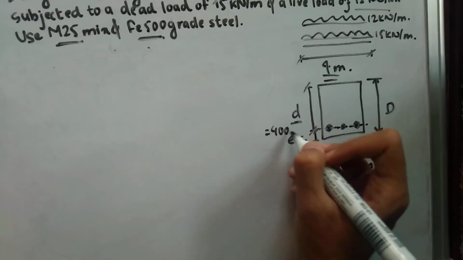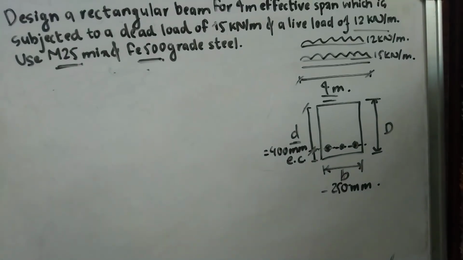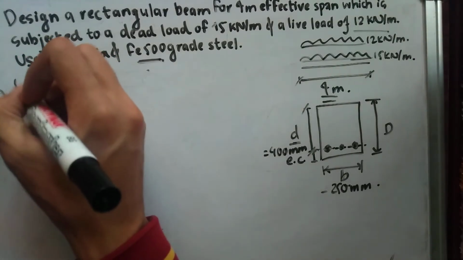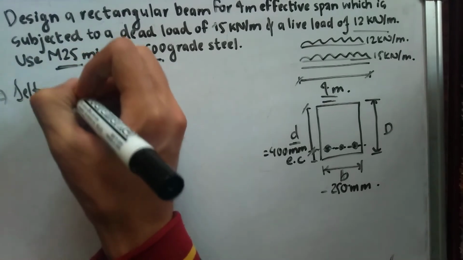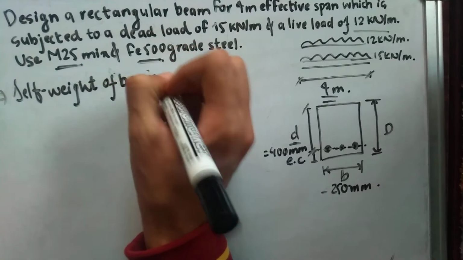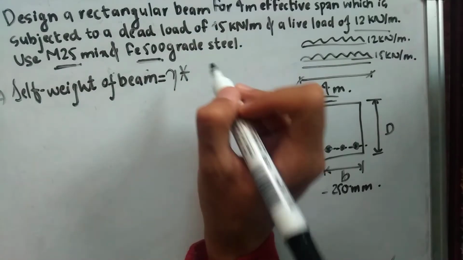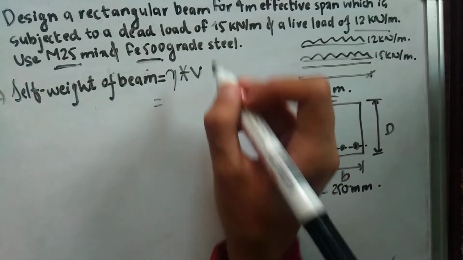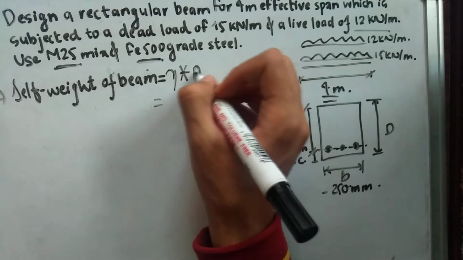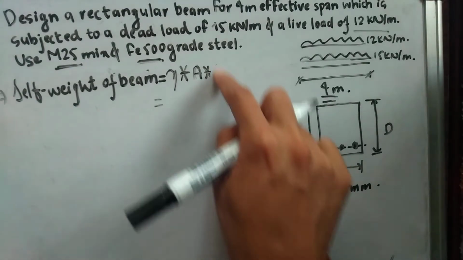Moving on, we need to find out the total load acting on our beam. First, I'm going to calculate the self weight of the beam. So the self weight of the beam is W equals gamma V, where V is the cross-sectional area A into 1, since we are taking unit length.